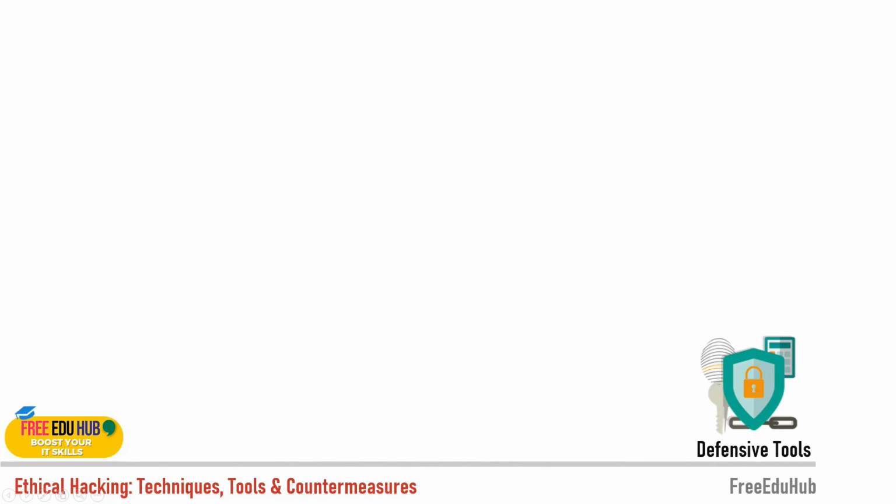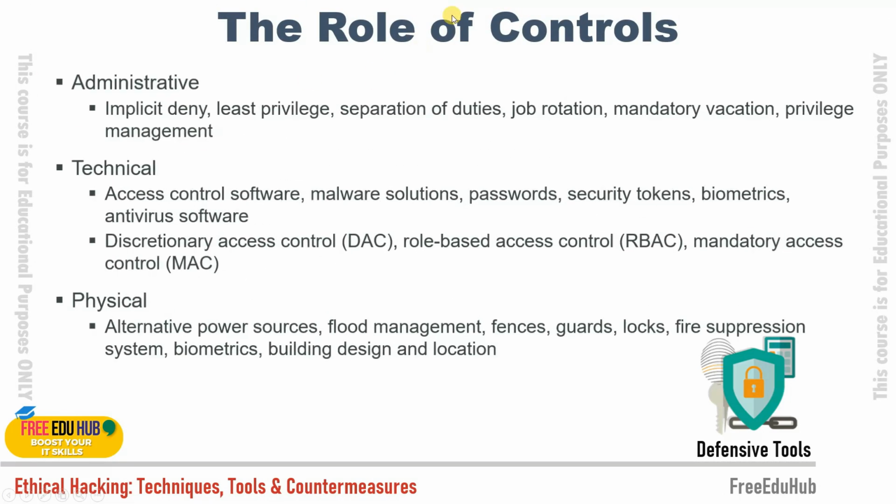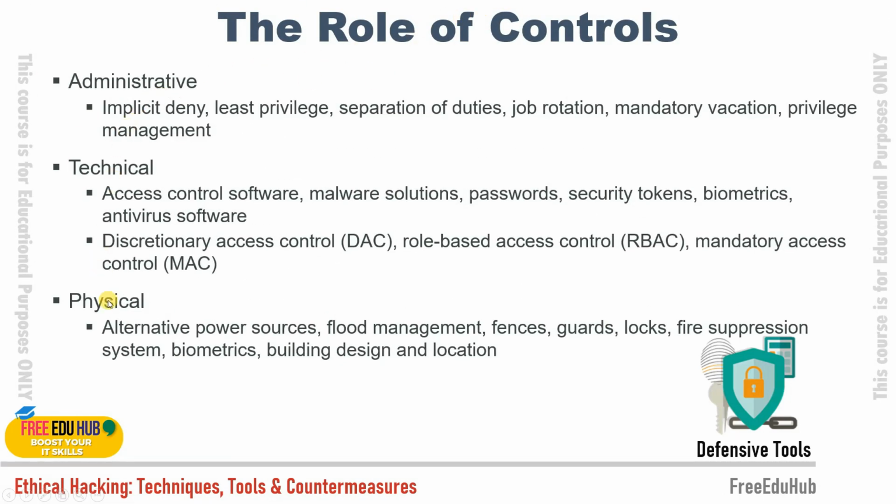Now, the role of the controls is administrative, technical, and physical. As I told you, implicit deny or allow, least privilege, separation of duties, job rotation, mandatory vacation, privilege management, etc. So you won't provide complete access to the system to an individual. You will have separation of duties, so every person would be responsible within his own domain.